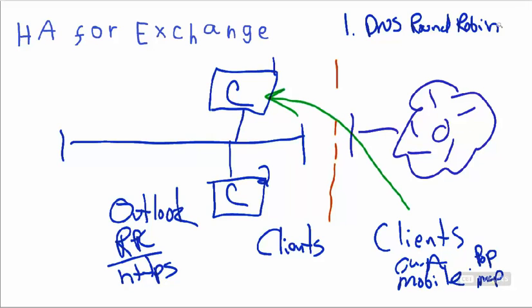One of the most important things that we're going to be focusing on is site resilience. In other words, multiple sites with Exchange. There is this thing called a global DNS round robin that could help us out quite a bit. So it's not totally bad, it's a good idea.